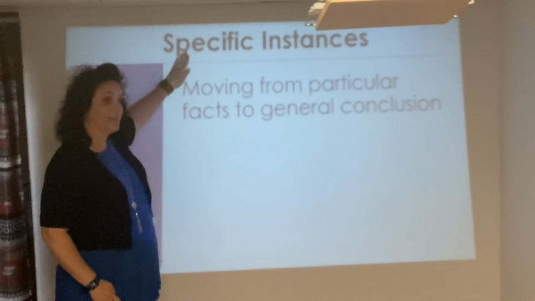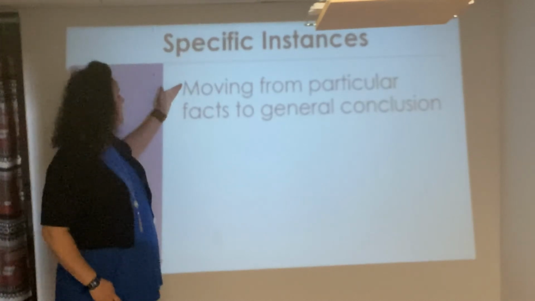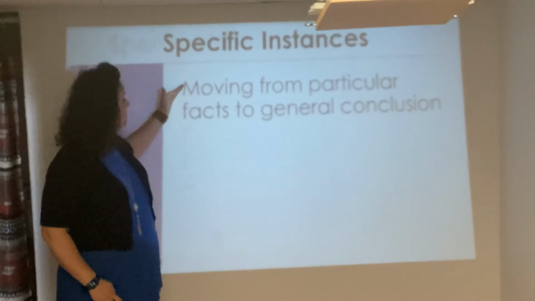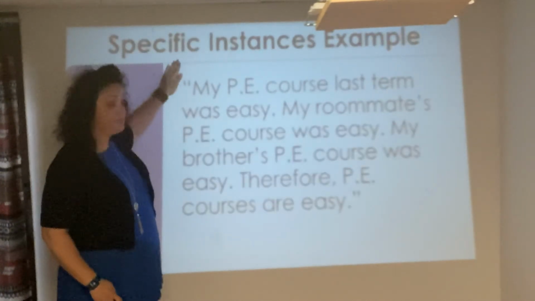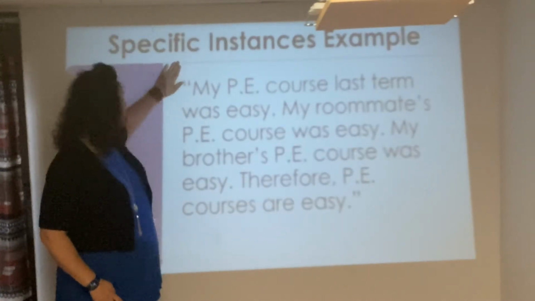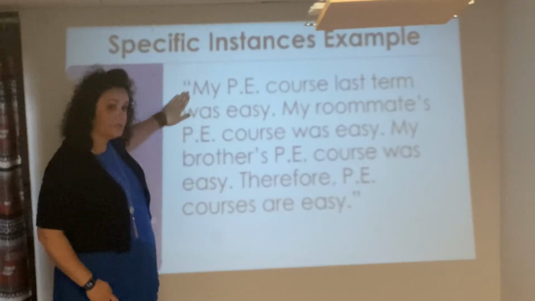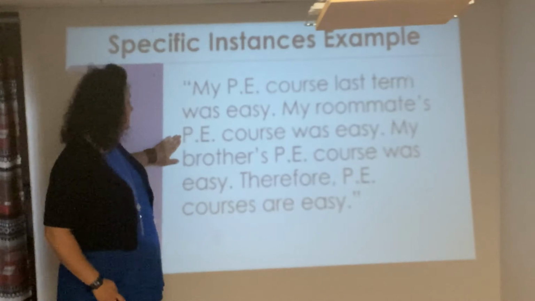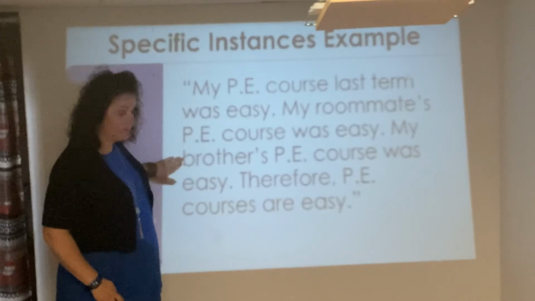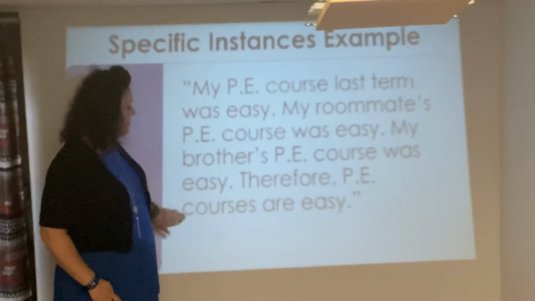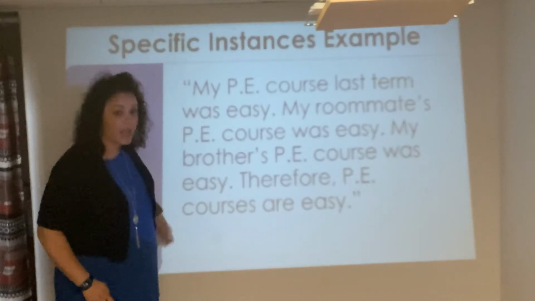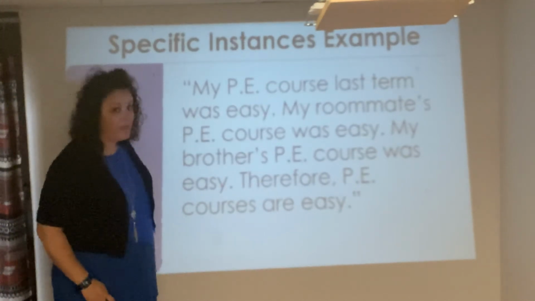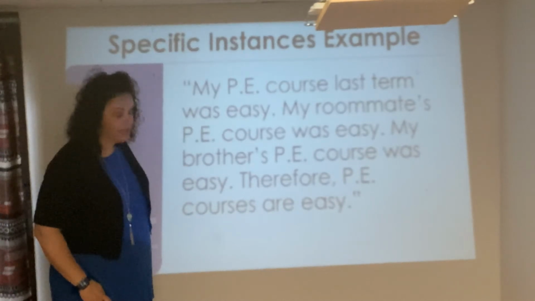Reasoning from specific instances is moving from particular facts to a general conclusion. A specific instances example here is, my PE course last term was easy. My roommate's PE course was easy. My brother's PE course was easy. Therefore, PE courses are easy. I don't agree that PE courses are easy, so I might actually do a different kind of comparison.